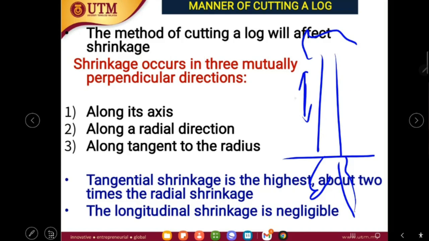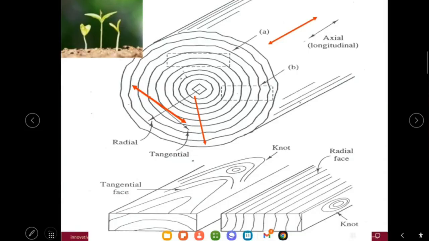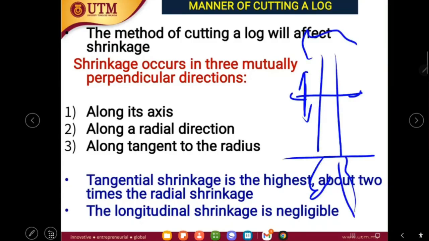It will also happen in the radial direction and also along the tangent to the radius. What is meant by tangent to the radius is like this. If you look at this cross section, this is along the axis, and radial is this, because the radial is growing outwards. So the shrinkage can be in this direction, in this direction, and also tangent, which is in this direction. So the extent of the shrinkage is different.